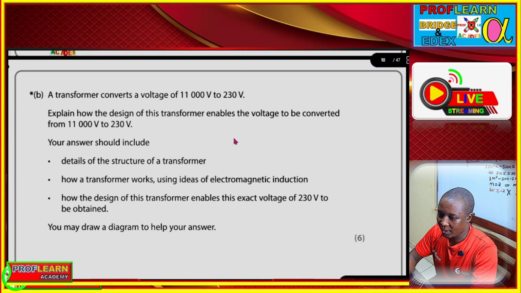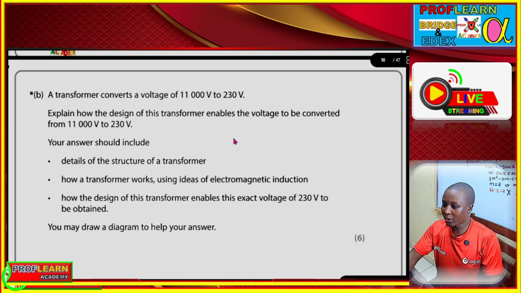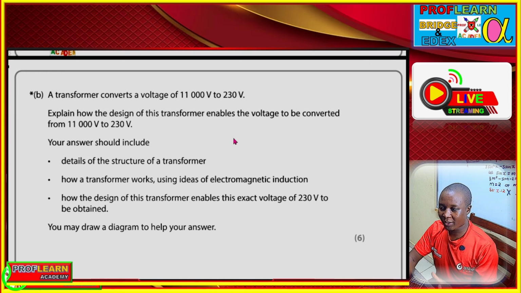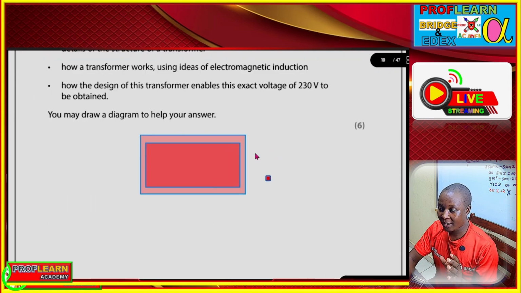This is about transformers, but it was quite an interesting question because it expected you to draw the transformer. This is a step down transformer because the input voltage is 11,000 and the output is 230. So this is a step down transformer. Which means when you were to explain how it works and draw the diagram of how it should look, there are a few features that you had to take into consideration.